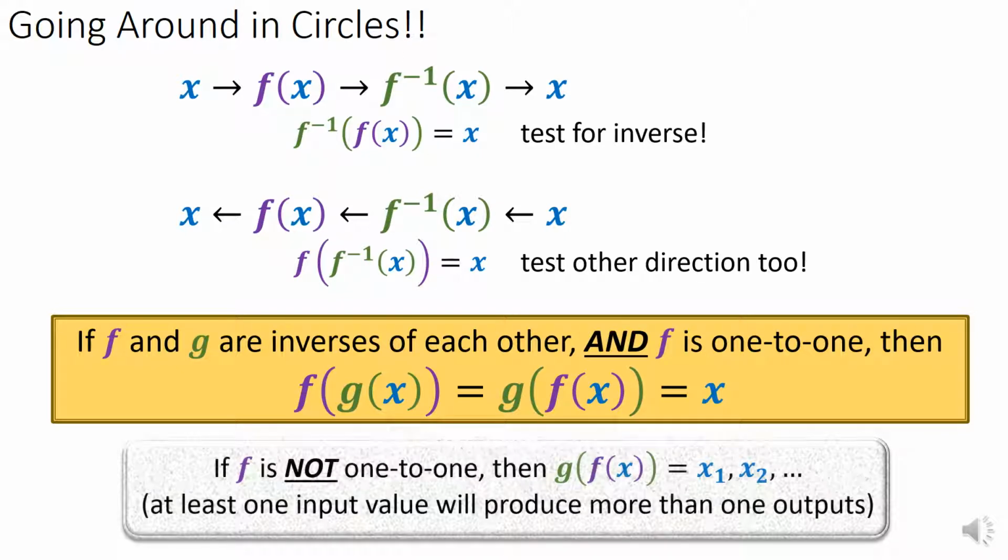Now the reason we have to do both tests is because if f is not 1 to 1, then we're possibly going to get more than one value of g for some value of x that we plug in. And so we'll be able to use that fact to determine whether or not we really have inverses of 1 to 1 functions or not. So let's take a look at a couple of examples to see how that works.